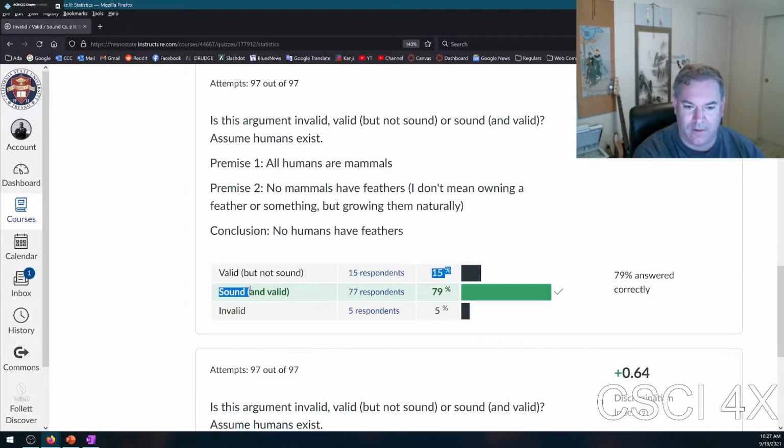I'm just curious which one of these the people that put down valid, are you trying to claim that there are humans that exist that aren't mammals? Or are you trying to claim that mammals have feathers? Because when you put this down, that's what you're telling me. If x or y, y is not z, therefore x is not z.